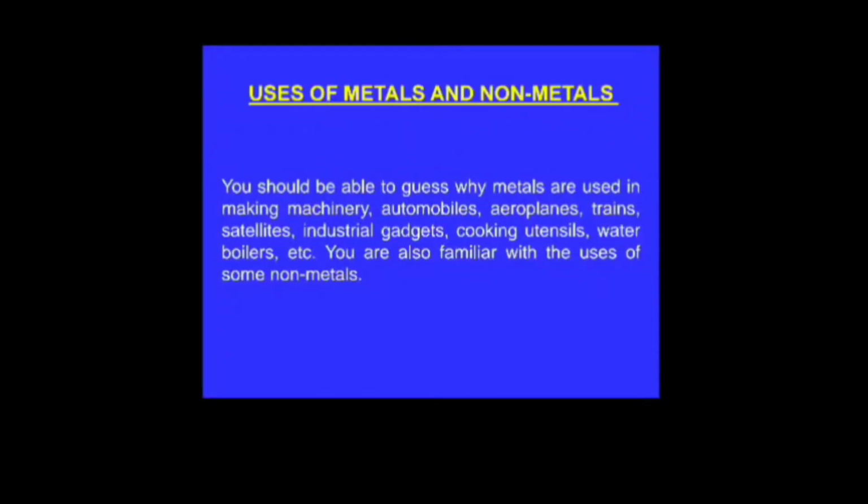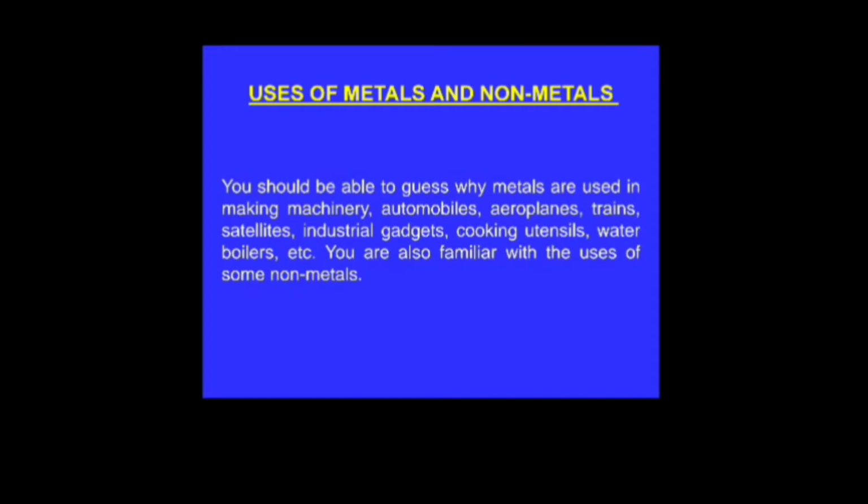Students, welcome back. Now we have already studied the chemical properties of metals and nonmetals. Therefore, now we are going to start with the uses of metals and nonmetals. You should now be able to guess why metals are used in making machinery, automobiles, aeroplanes, trains, satellites, industrial gadgets, cooking utensils, water boilers, etc. So now let us study in detail the uses of metals.